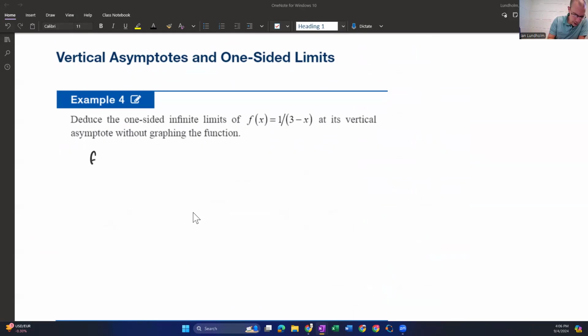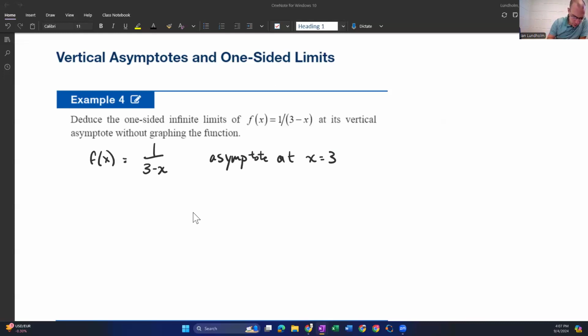So let's do this. F of x equals 1 over 3 minus x. We would be able to know where its vertical asymptote is. That's when the denominator of this fraction is equal to 0. So asymptote at x equals 3. And what they're asking us is we're trying to decide the one-sided limit. So we're taking a limit from the left and a limit from the right around the x value of 3.